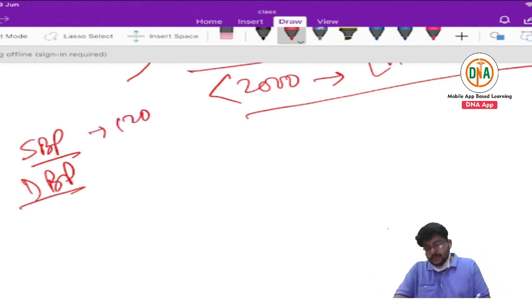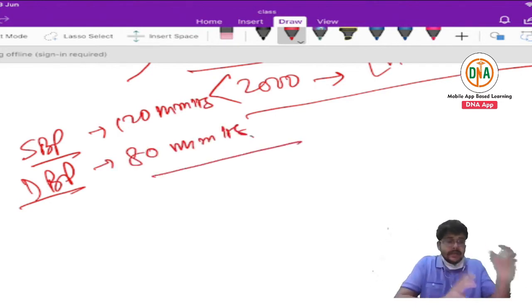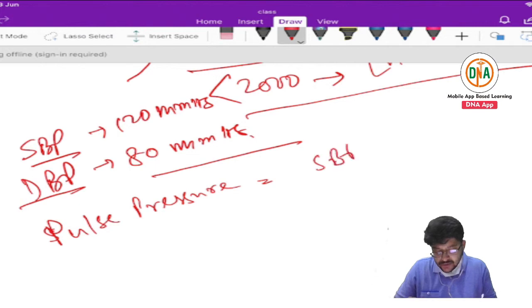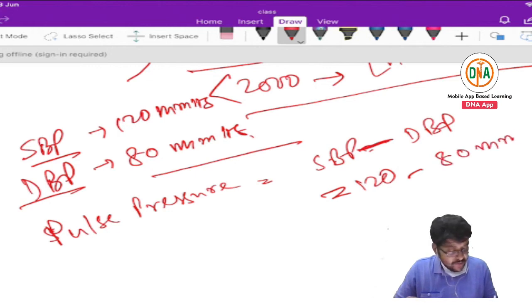Suppose systolic blood pressure is 120 millimeter of mercury and diastolic blood pressure is 80 millimeter of mercury, then there are certain parameters we need to know. One parameter is pulse pressure. This is very important. Pulse pressure is equal to systolic blood pressure minus diastolic blood pressure. That means it is 120 minus 80 millimeter of mercury, which is 40 millimeter of mercury.